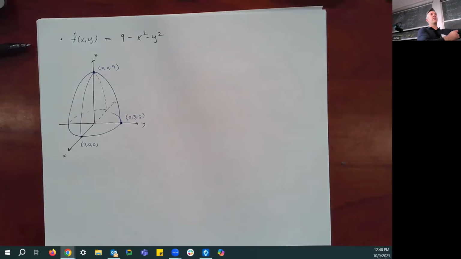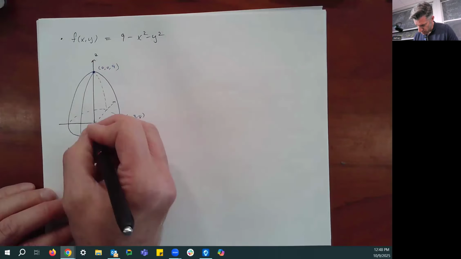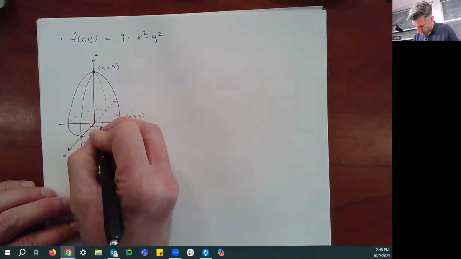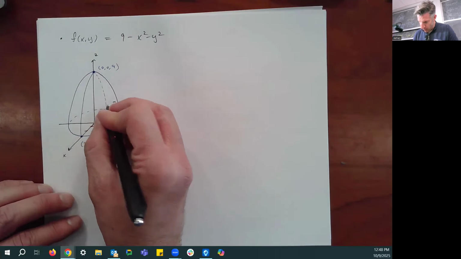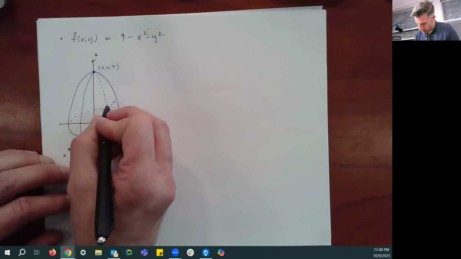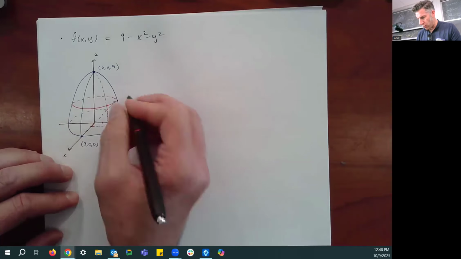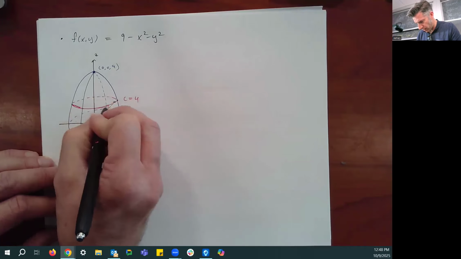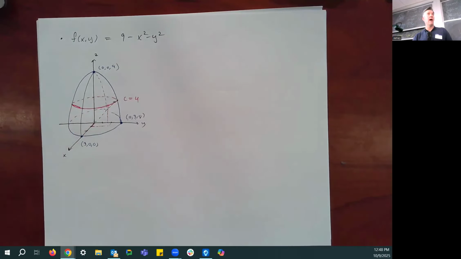And then we're going to look at the same point we've been looking at before, which is the point 1, 2, 4. So 1 in the x direction, 2 in the y direction, and then 4 in the z direction. I'm going to end up on the surface. So right there, we're on the level curve where c is equal to 4. So that curve that's going around the outer edge of the circle of the surface is setting the height equal to 4.